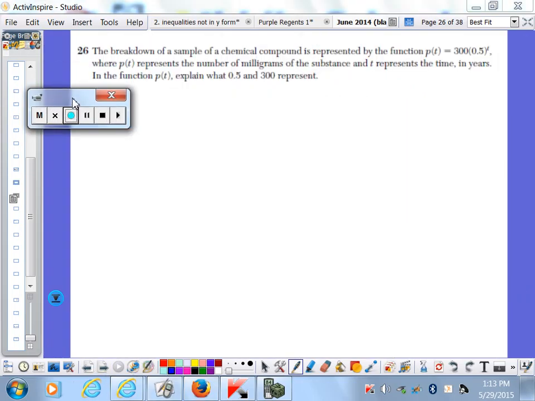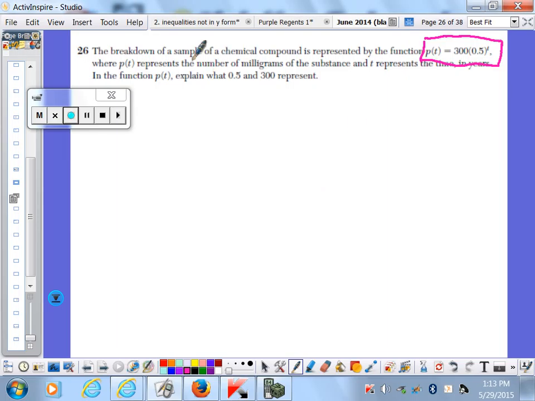Number 26. The breakdown of a sample of a chemical compound is represented by the function P of t, where P of t represents the number of milligrams of the substance, and t represents the time in years. In the function P of t, explain what 0.5 and 300 represent. What I would do is probably put this into y equals. So P of t, remember, stands for y. And instead of using the letter t over here, you'll input the letter x. So why don't you take a moment, input this, go to your graph, and see what function this models. Go ahead.